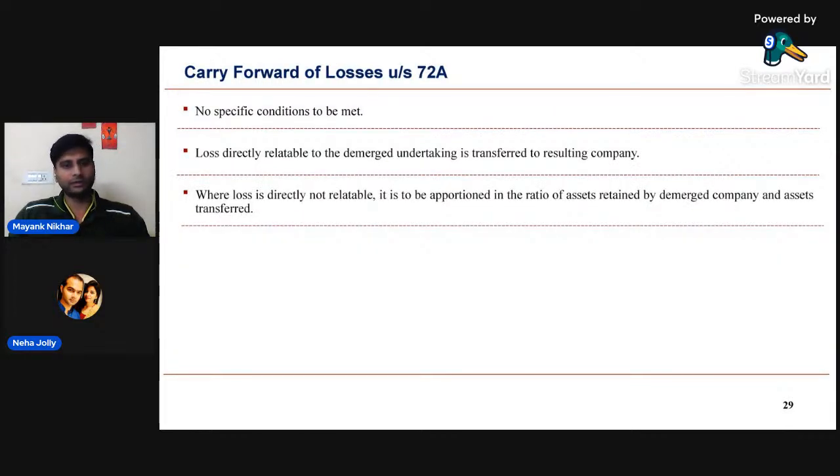Carry forward again, no specific condition to be made. Loss directly relatable to the demerged undertaking is transferred to the resulting company. So whatever loss was specifically due on account of the undertaking shall only be transferred to the resulting company. And if that loss is not directly relatable, it has to be apportioned in the ratio of assets retained by the demerged company and the assets transferred. So the ratio has to be worked out, and then the loss has to be apportioned, and the loss attributable to the transferred assets has to be transferred.